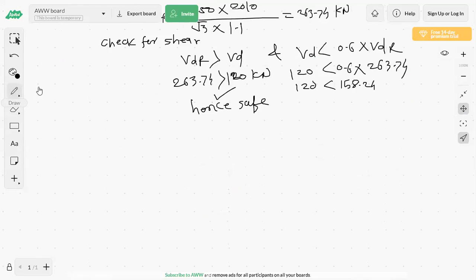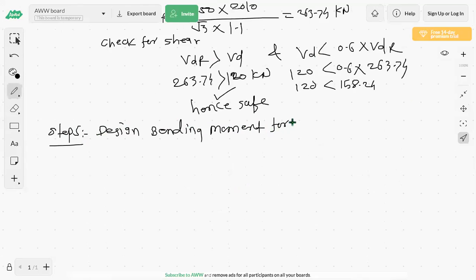Now step 5: design bending moment for resistance. Design bending moment for resistance. So the beam is laterally supported here. The beam is laterally supported.